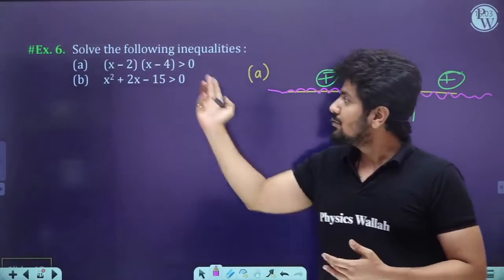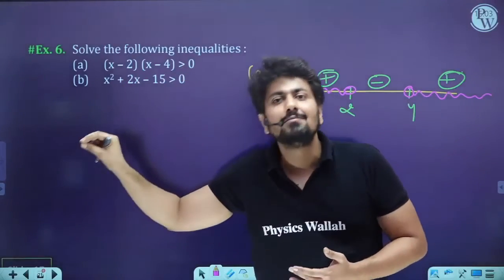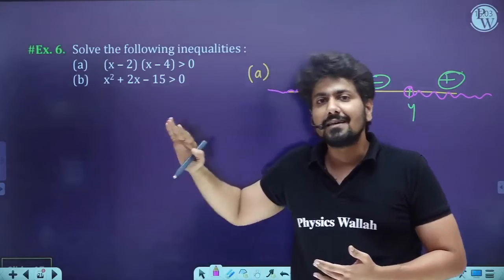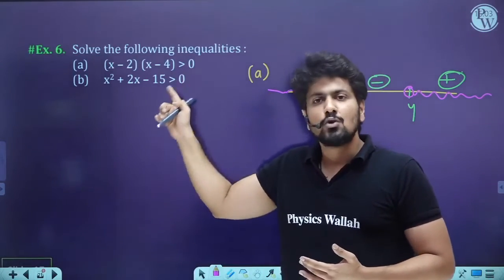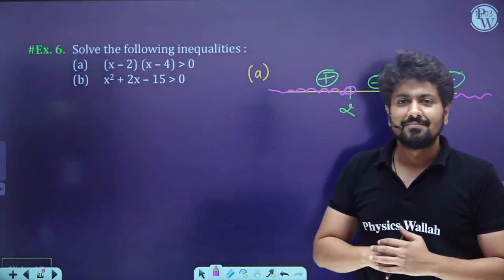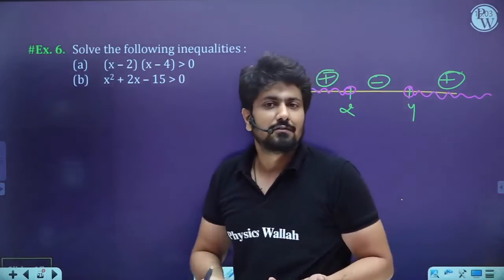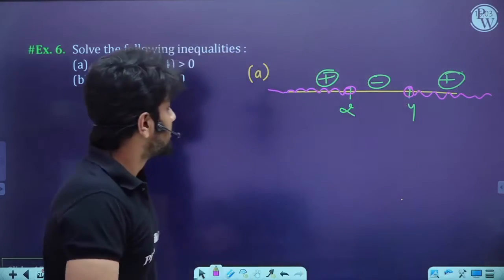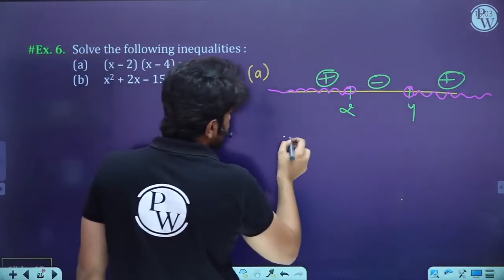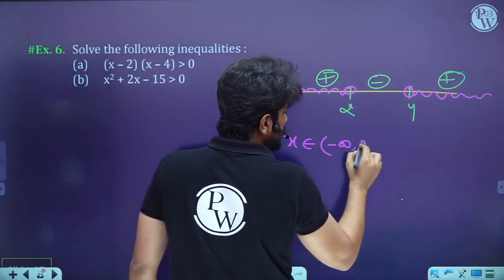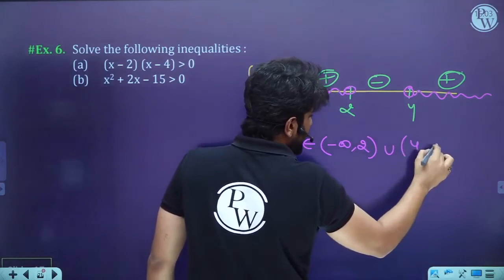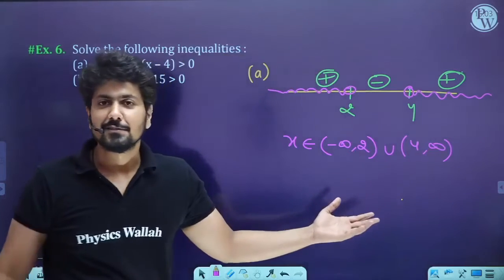At x is equal to 2, the product will exactly become 0. It will not be greater than 0. It will exactly be equal to 0. And we don't have equal to 0 sign here. So we can't include 2 and 4. I hope you understand that, right? So we have x belonging to minus infinity to 2, open bracket, union, open bracket 4 to infinity. So this is our answer for the first question.